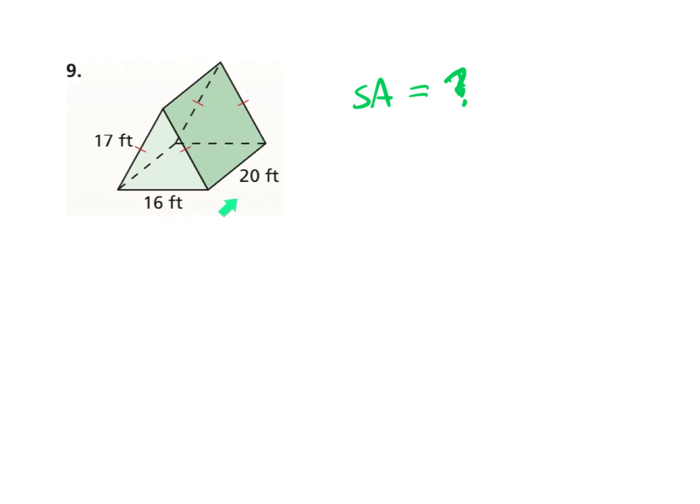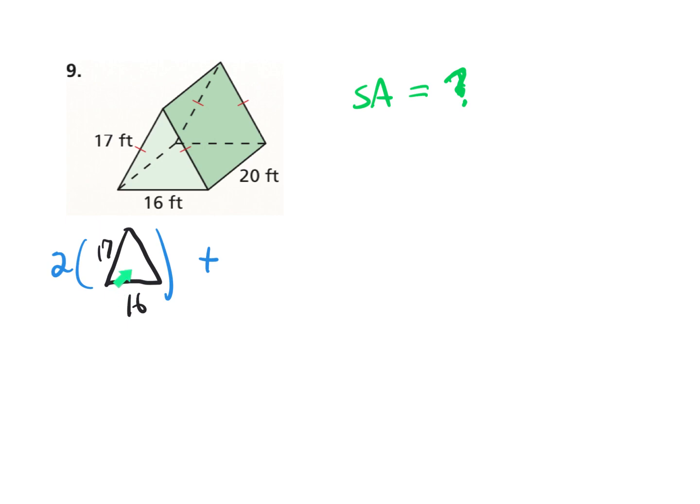Alright, number 9 in the textbook is asking for the surface area. So I'm going to identify every shape that has some of that surface area. I'm going to start with the bases, which is the triangle in front and the triangle in back. This is all we know about the triangle. The slanted distance is 17 and this side is 16.